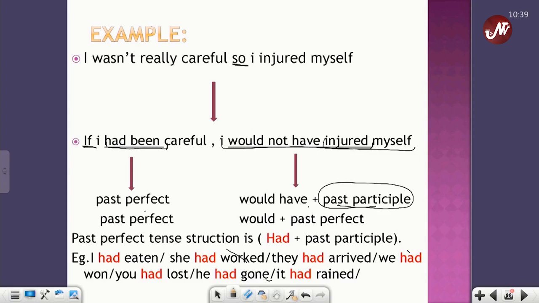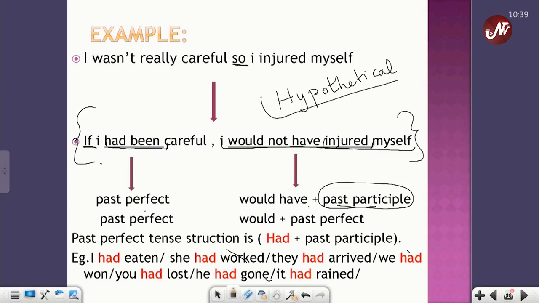So this meaning is hypothetical. What does it mean, hypothetical? Here it means that we have a hypothesis, a hypothesis in the past. We are just expressing a hypothesis in the past. Okay? So the condition in the past, and this is hypothetical. The past perfect tense structure is had plus past participle.